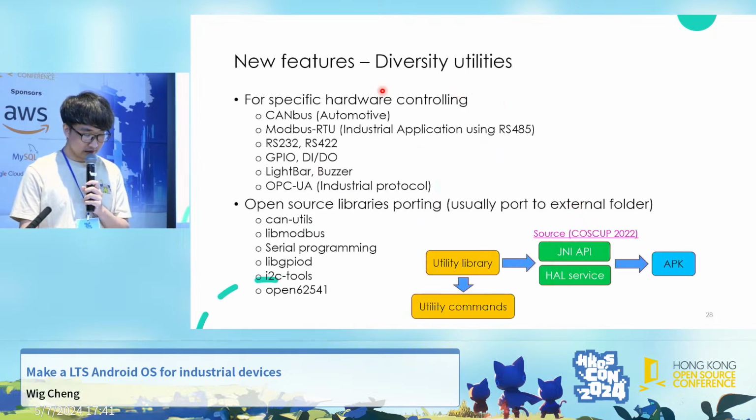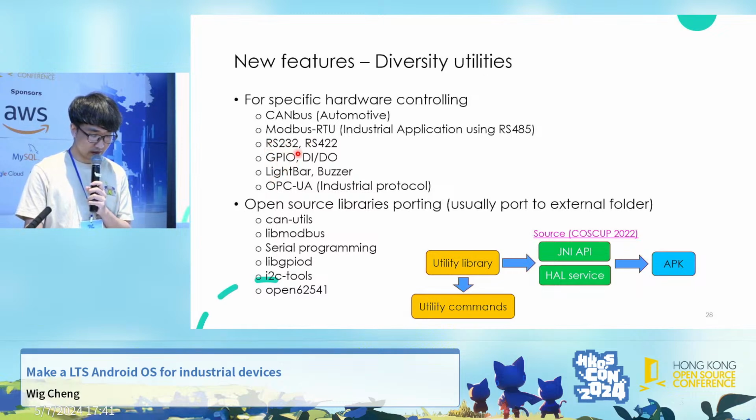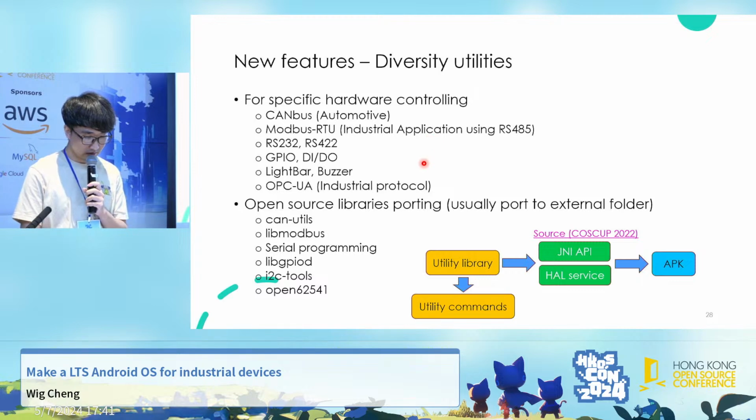Another feature is diversity in utilities. Because in the industrial device, there are so many special interfaces or protocols like CAN bus, Modbus, GPIO, RS-232, or PCIe. The utilities depend on specific tools like CAN utilities and Modbus tools in Linux OS.